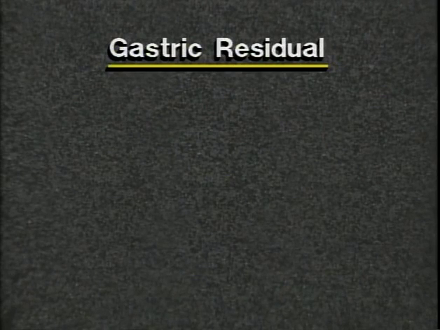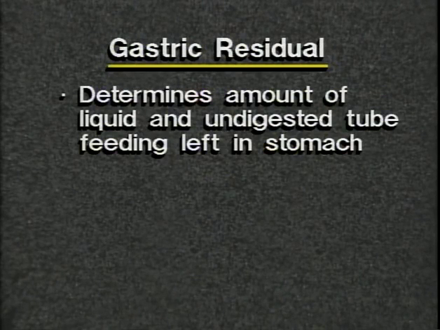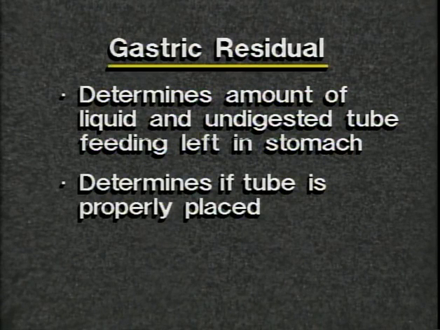Before beginning the feeding through an NG tube, the patient or caregiver may have to check the gastric residual, which is the amount of liquid and tube feeding left undigested in the stomach. This will also determine if the tip of the tube is properly placed in the stomach. If there is too much liquid in the stomach, the feeding may be held or reduced to prevent vomiting and gastrointestinal distress. This will depend on the doctor's instructions.